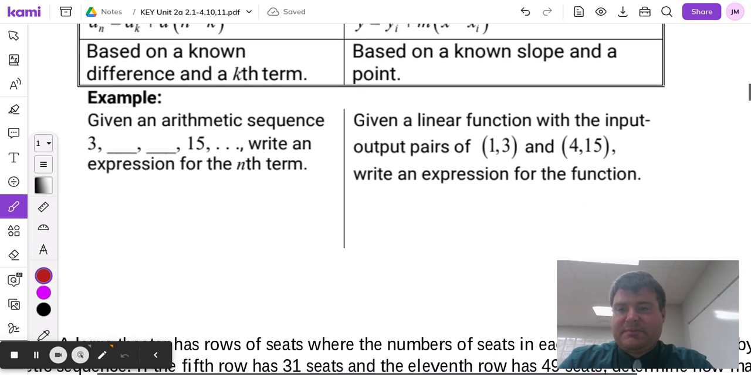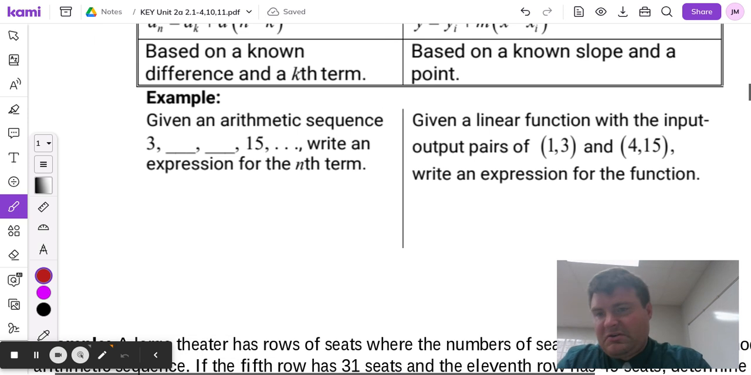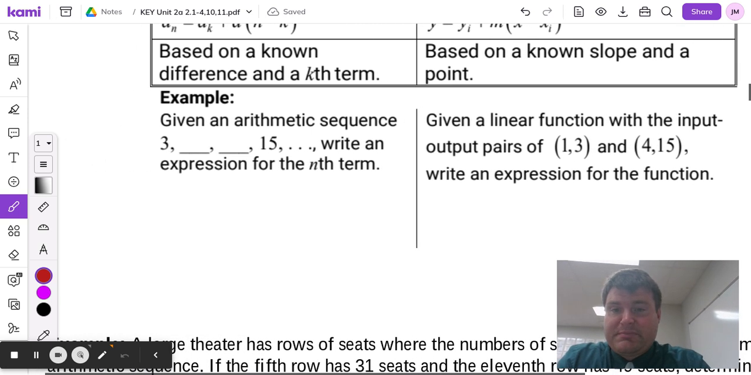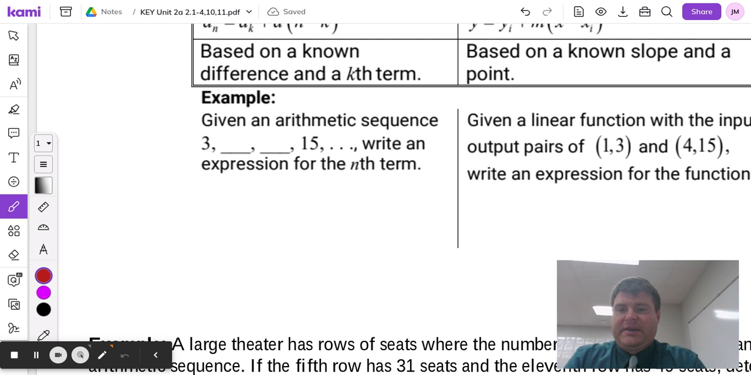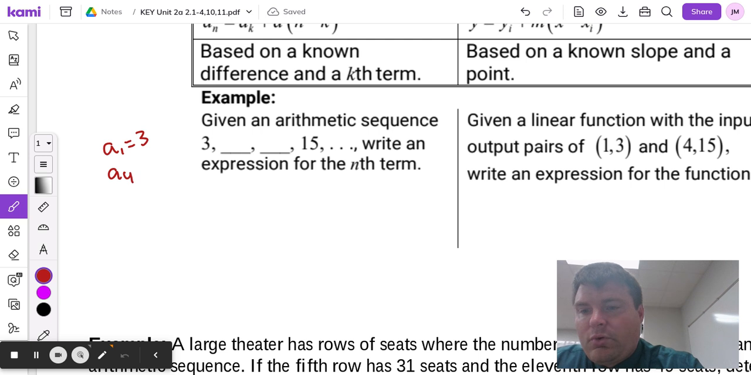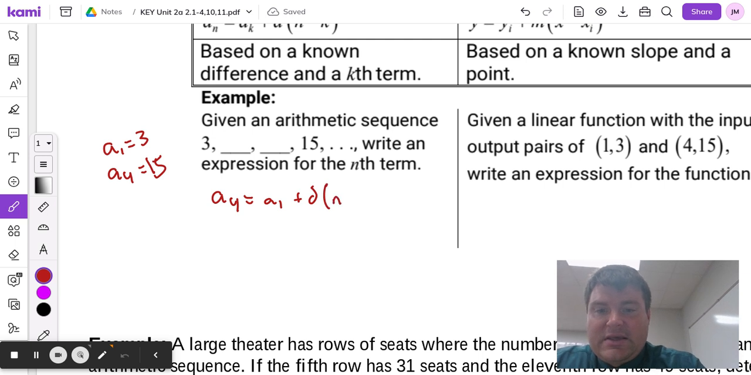So here are some examples. First example here. Given an arithmetic sequence, 3, blank, blank, 15, write an expression for the nth term. So for this, all I know is that a sub 1 is equal to 3. A sub 4 here is equal to 15. So I'm going to express this as a sub 4 equals a sub 1 plus d times n minus 1.